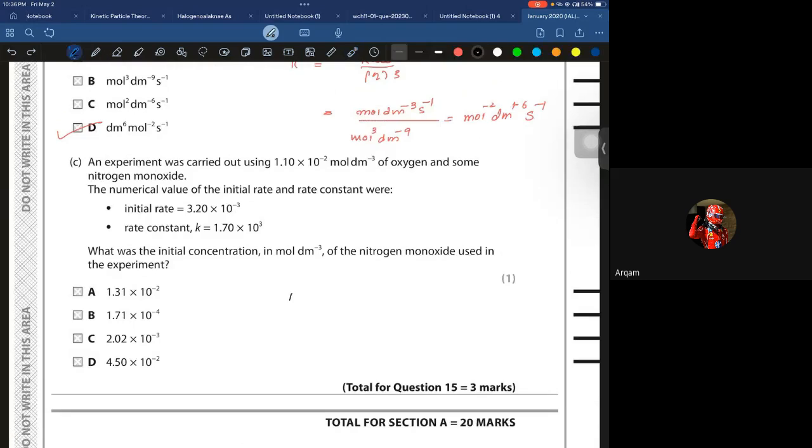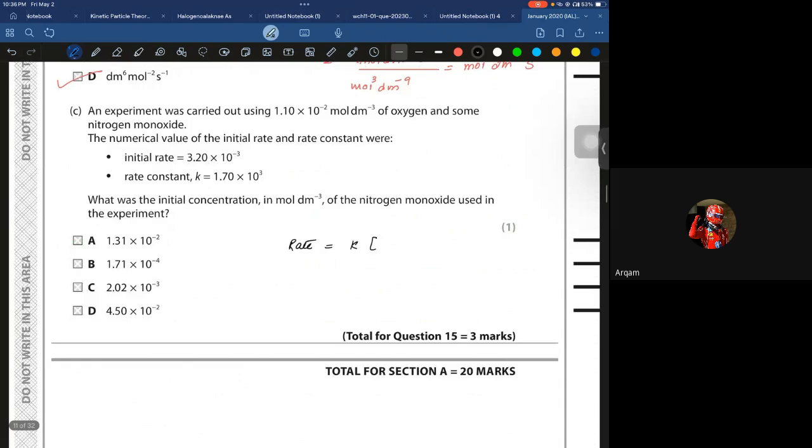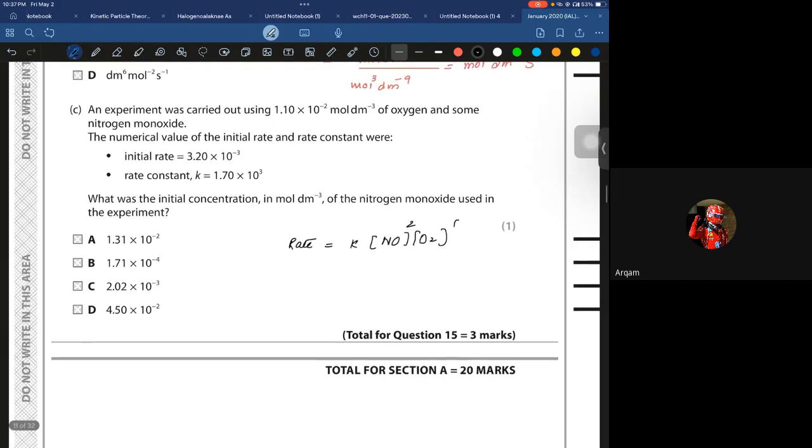Rate is equal to k into the concentration of NO to the power 2 into the concentration of oxygen to the power 1. It's not 0, it's 2 and 1. After putting in the values, you can find the initial concentration of NO very easily. This would be the unknown, X basically. So what's the answer?